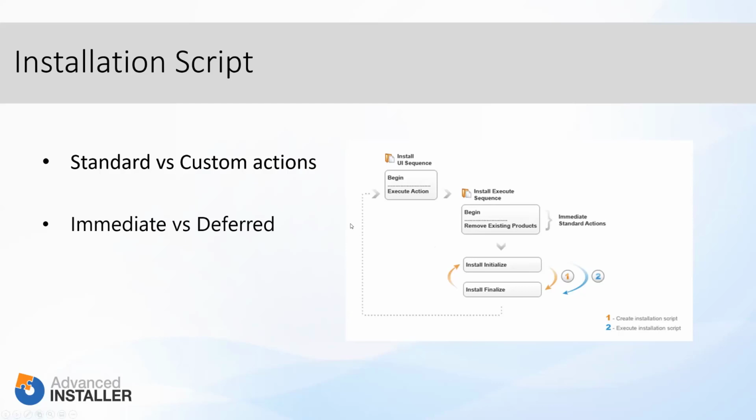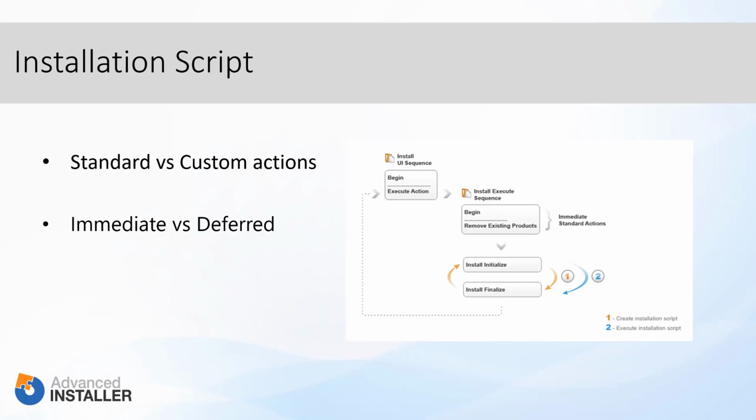Now that we've seen what a script is, let's take a closer look at 2 of the most important custom action types that we've already mentioned actually. So these are immediate and deferred custom actions. And they can be used anywhere in the installation script, in the install UI sequence, and in the execute sequence. But for the second one, there is a phase where immediate actions can no longer be used. This happens when the installation script is triggered. So in the second execution between install initialize and install finalize.